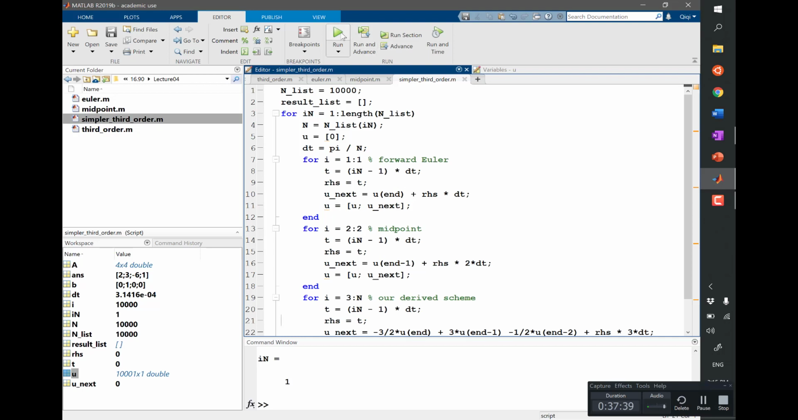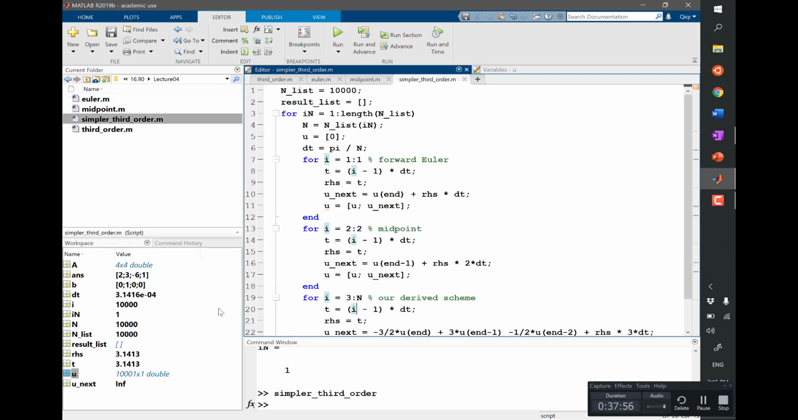Okay, let me. Yes, it should be i, not n. Thank you. Right. So i is the time step number, not n. n is just the length of the list. Yeah. Thanks. That was my confusion.